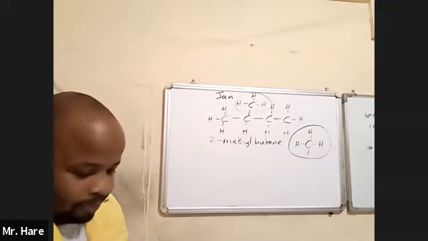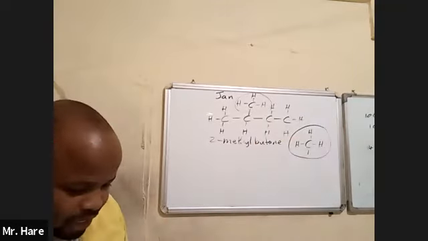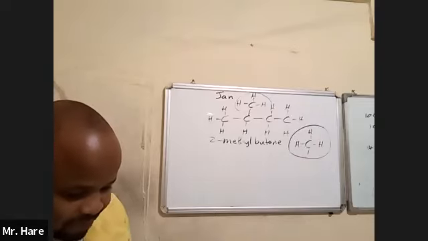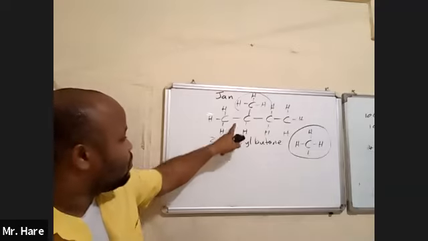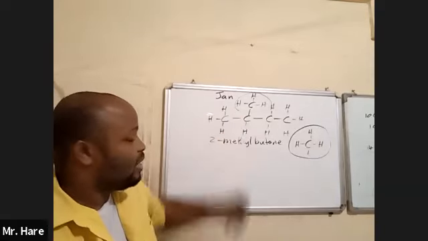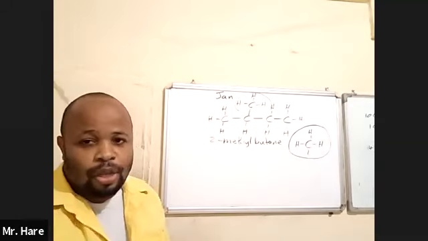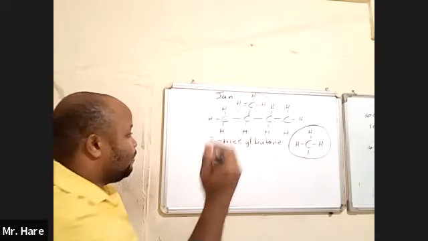All right, so it says draw and name one other structural isomer of C5H12. So this is one isomer of C5H12. C5H12 has 3 isomers. So even though it asks for 1, I'm going to draw the next 2.